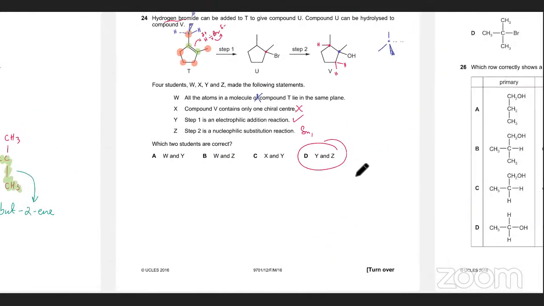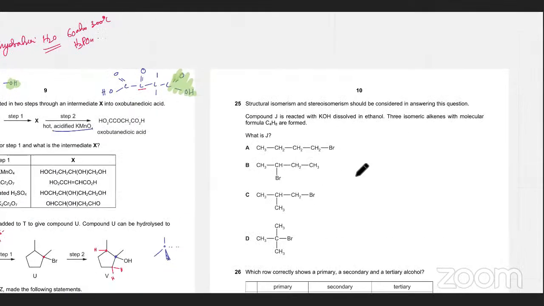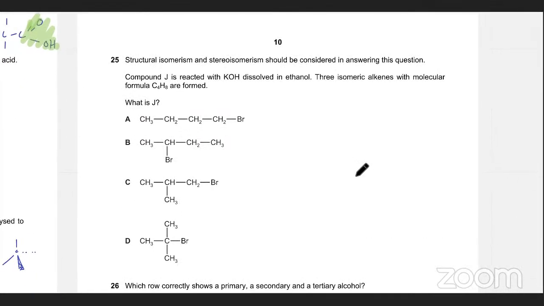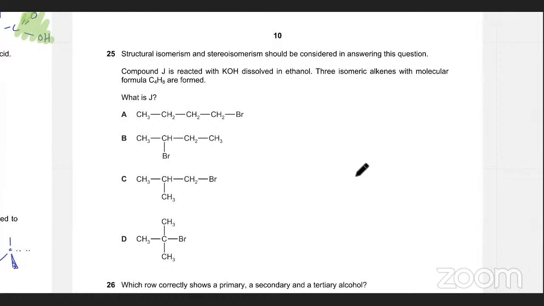Okay, then you've got this one, question 25. He's saying structural and stereo both. Okay, so he's looking for both. They should be considered. A compound J is reacted with KOH dissolved in ethanol. So 3 isomeric alkenes with molecular formula C4H8 are formed. What is J? Now, halogenoalkanes undergo another reaction, and I'll open a spider chart for this so that you can kind of see. I'll send that spider chart as well.